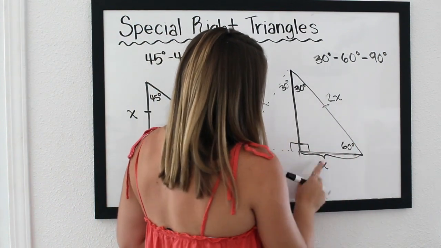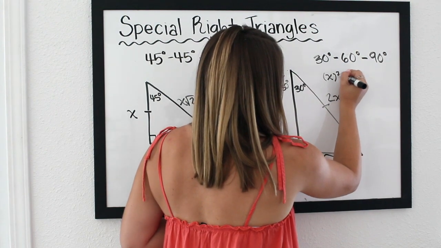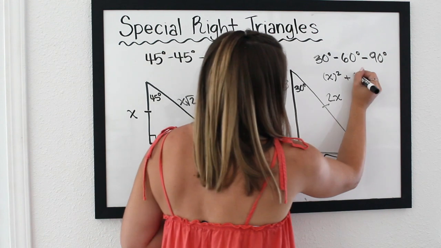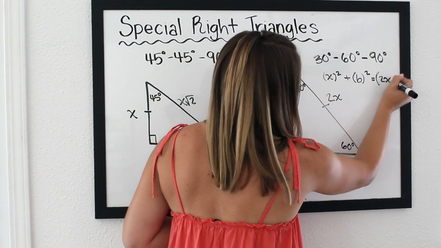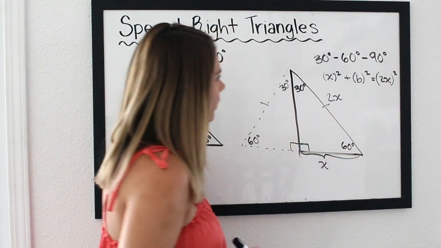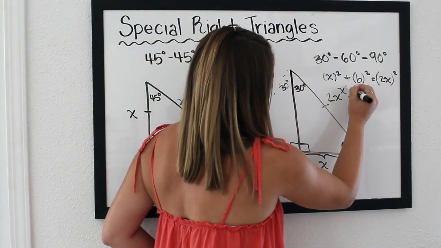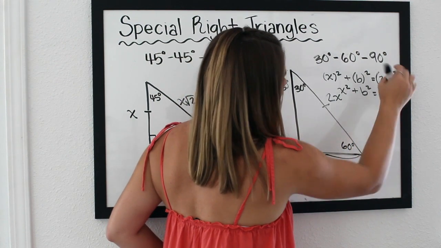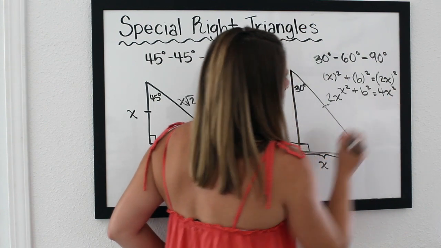So if I do that, it's leg squared, which is x squared, plus my other leg squared. I'm just going to call it b for now. b squared equals my hypotenuse squared. Okay. x squared is just x squared, plus b squared is just b squared. 2x squared is 4x squared.